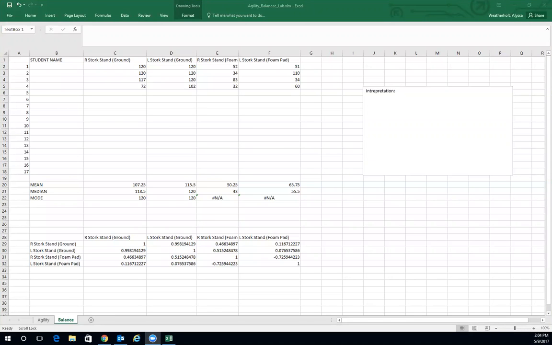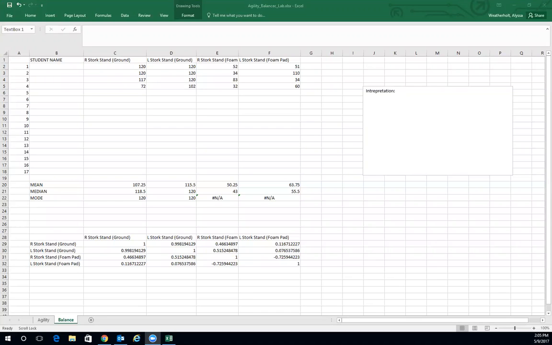Welcome to Lab 8, the Balance and Agility Lab. Once you have tested the same 5 people that you used for the previous labs, you want to test these individuals' balance and agility. You want to place their scores in this Excel spreadsheet.